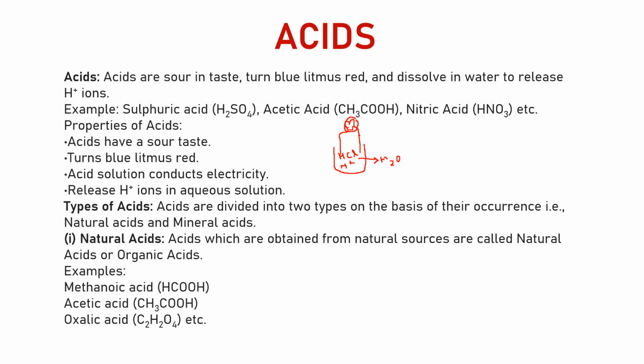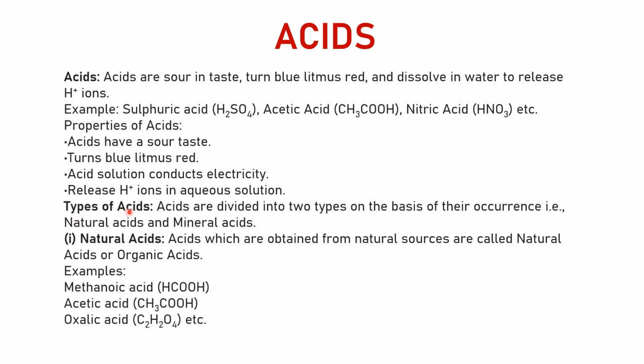So this is what we mean by conduction of electricity. Water becomes a good conductor of electricity if you put acid solution in it, because it releases hydrogen ions in aqueous solution. Just now we did. Aqueous means when you mix something with water, the solution you get is aqueous solution. So the bond between the hydrogen and chlorine broke and we get hydrogen ion. Clear, students?